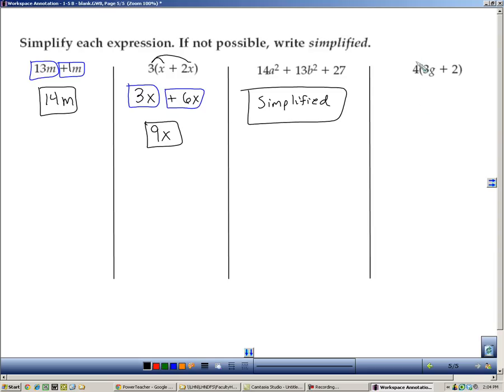And over here, distribute the 4. 4 times 3g is 12g, and 4 times 2 is 8. These are not like terms because one of them is a number, the other one is a g, so it's already simplified.